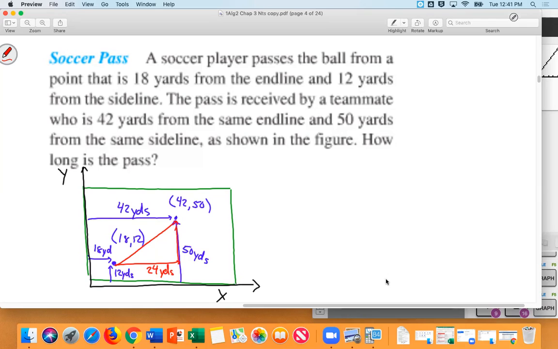How far is this distance? 38 yards. So there's your triangle, and we're after C. So we have a squared plus b squared equals c squared. So a squared is 24, b squared is 38, and c squared is what we're looking for. 24 squared is what, 576?